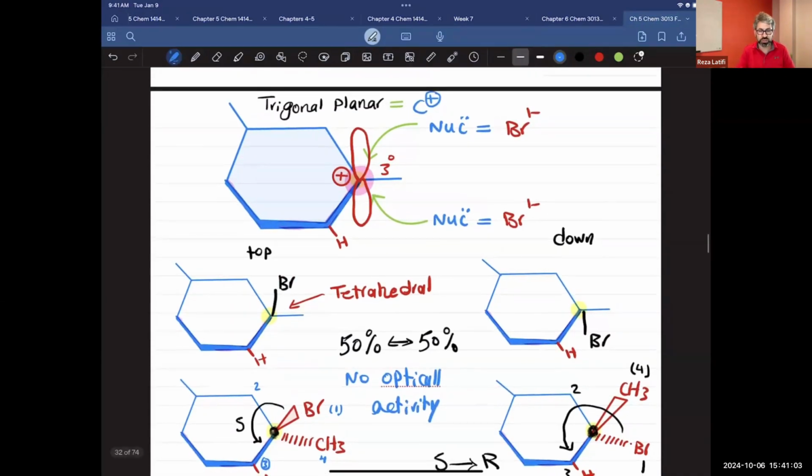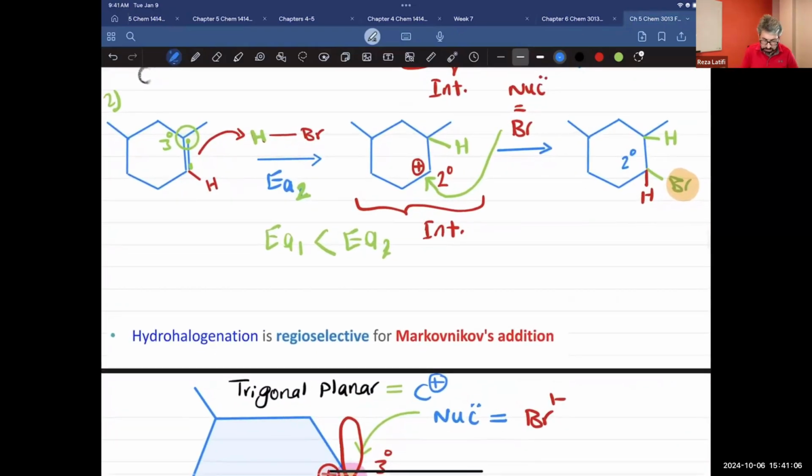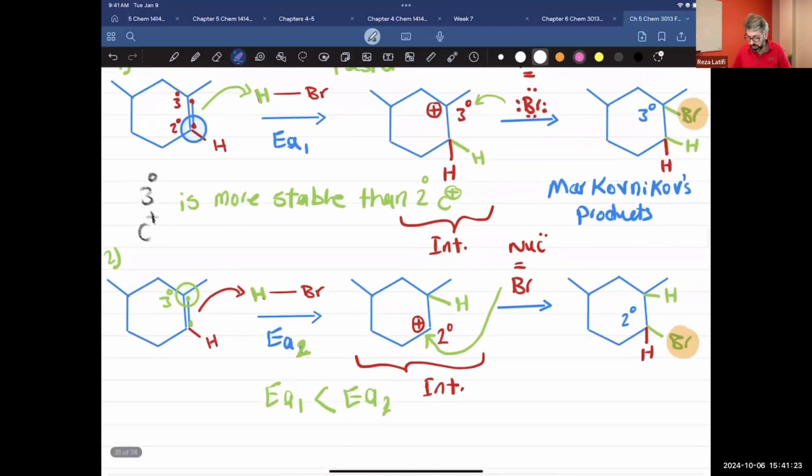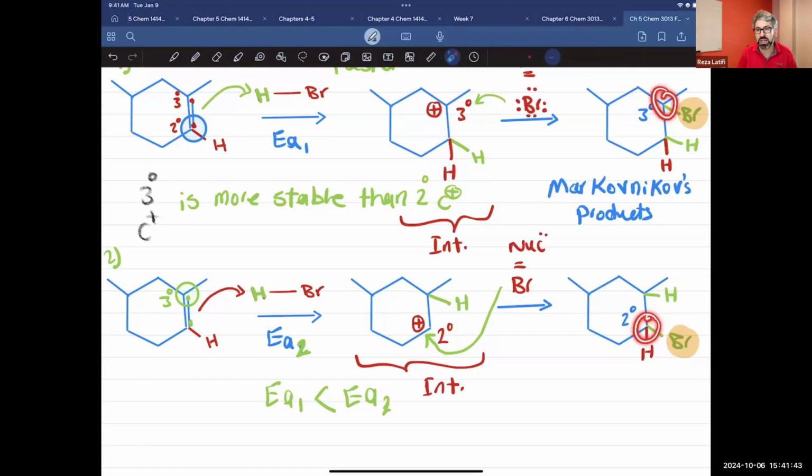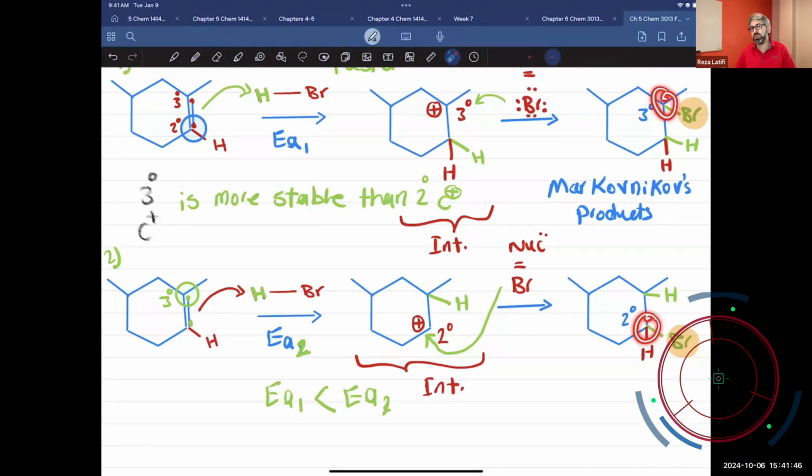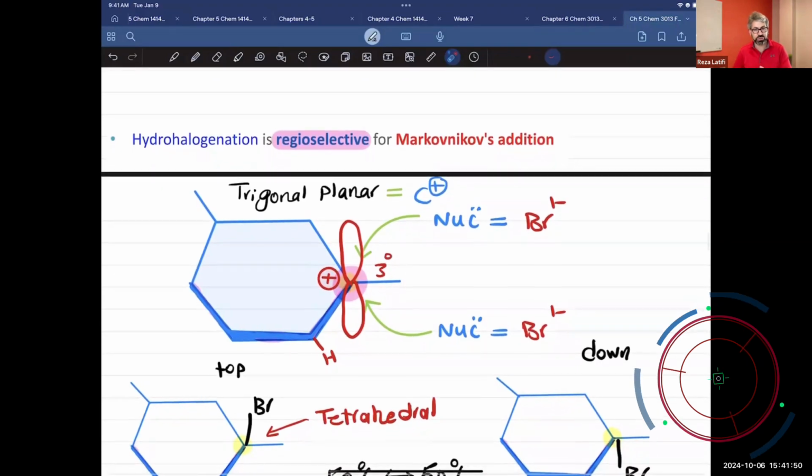One more thing that I want to say. Let's go back for a second. What's the meaning of regioselectivity? It says the hydrohalogenation reactions are regioselective. What does it mean? It means the reaction is favoring one of the carbons. Instead of adding the bromide to a secondary carbon, it is adding it to the tertiary carbon. If your reaction is favoring one region, listen carefully, we say the reaction is regioselective. The reaction is favoring the tertiary carbon, so I'm going to call it regioselective, and that's the meaning of regioselectivity.